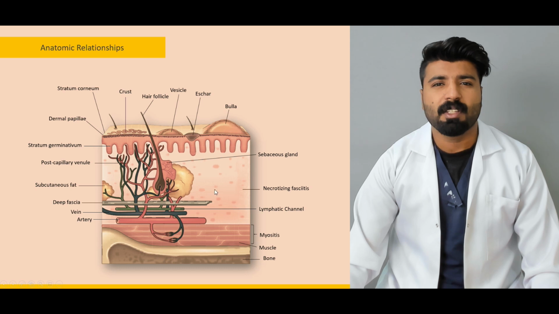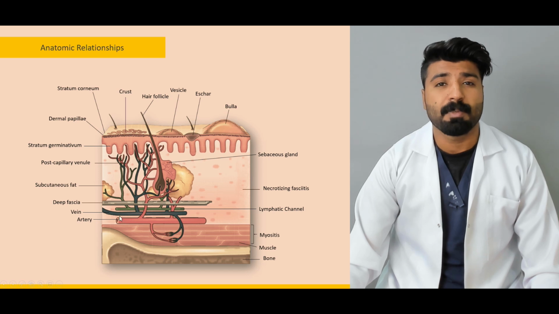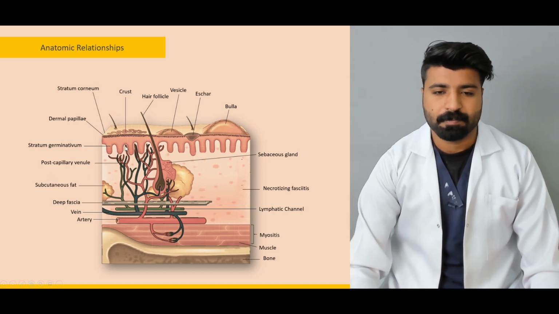Next, where necrotizing fasciitis will be. Necrotizing fasciitis comes in the subcutaneous fat. It involves sebaceous glands. It involves all of these structures underneath the superficial layers, which involve bulla, ester, and vesicles.